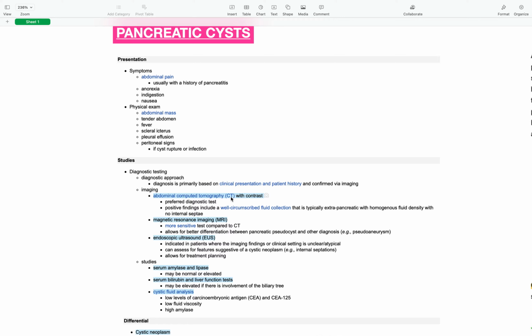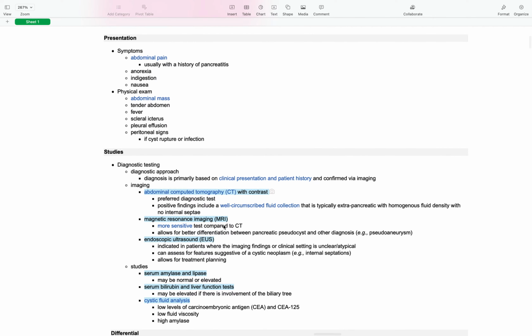Abdominal CT scan with contrast is the preferred diagnostic test. However, the most sensitive test is an MRI, because this allows a better differentiation between a pseudocyst and other diagnoses like an aneurysm. However, CT scan with contrast and MRI are usually done, but endoscopic ultrasound is indicated in patients where the imaging findings or clinical setting is unclear or atypical.